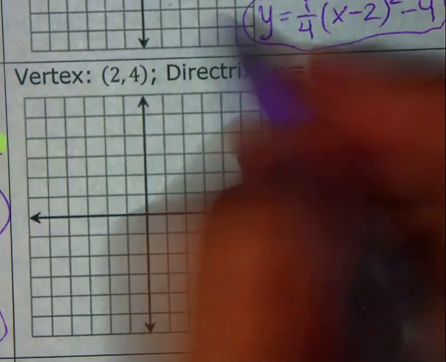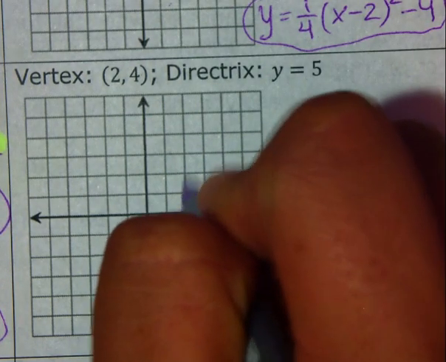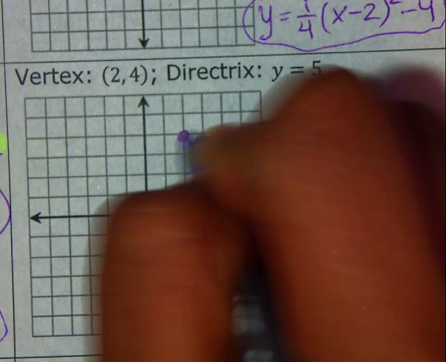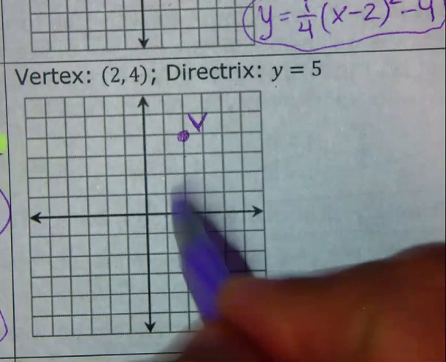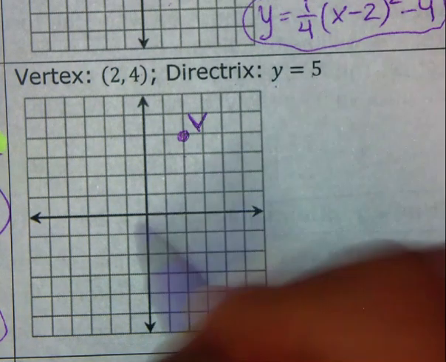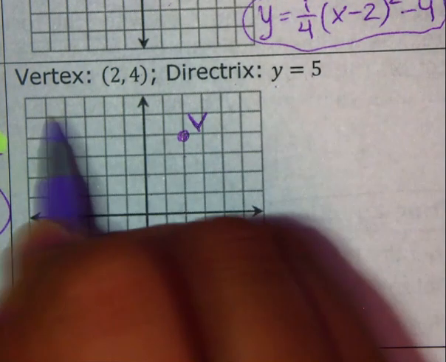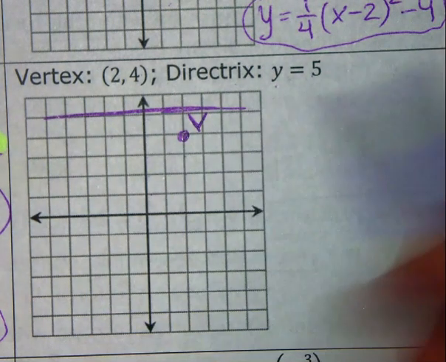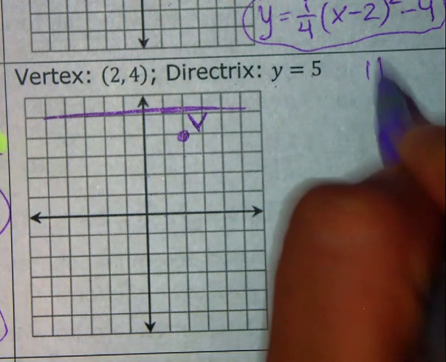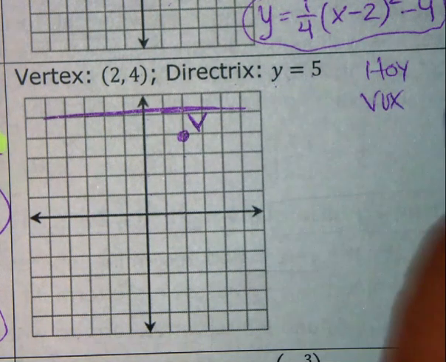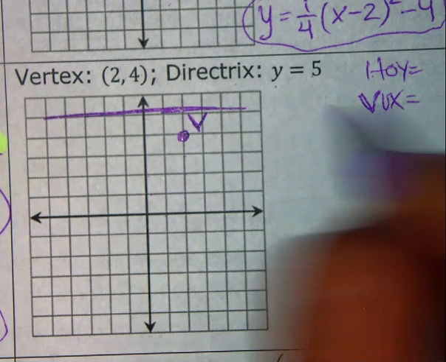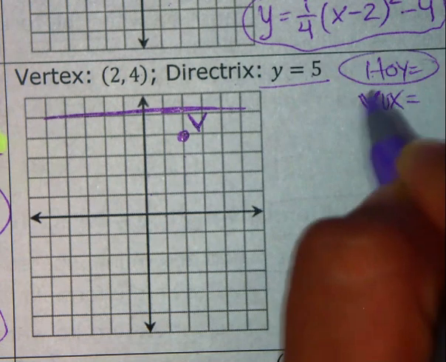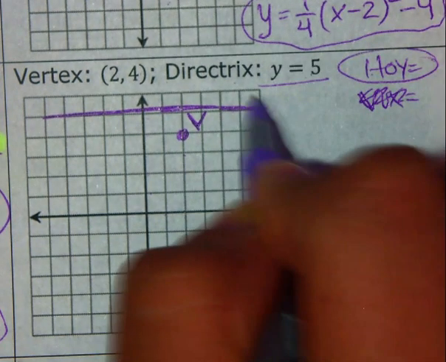Next example, we're given the vertex of (2, 4) and the directrix of y equals 5. Just to double check, it's a y equals. If you do Hoy-Bucks, horizontal for y equals, vertical for x equals, this tells you that you're going to have a horizontal line. So horizontal line at y equals 5.